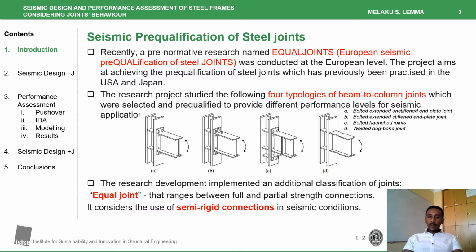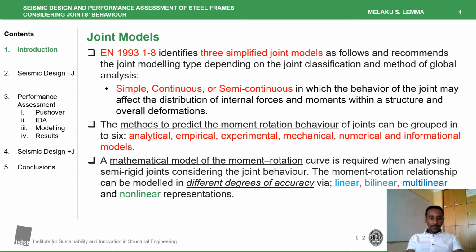The Equal Joints project studied 4 joint topologies, 3 of which are bolted joints, while the last one is a welded joint. Our focus in this presentation will be on the bolted joint type 2, which is an extended stiffened end plate joint. The Equal Joints project considers the use of semi-rigid connections in seismic conditions and also proposed an additional classification of a joint, termed equal joint, which ranges between partial and full strength joints.